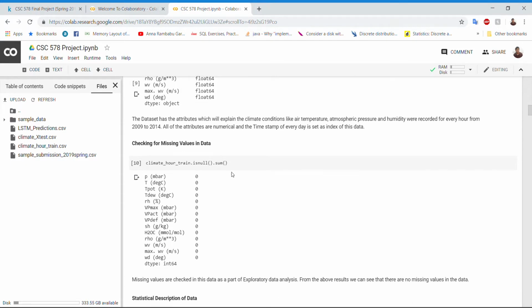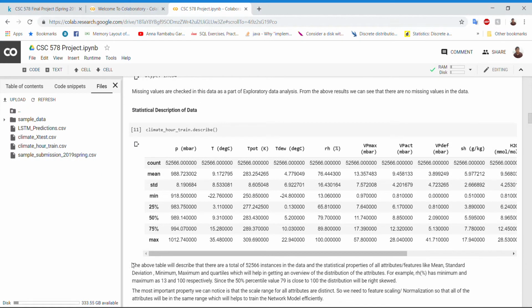And after that, we have checked for the missing values, and fortunately, we don't have any missing values. So the data set is in a very good shape to do any further analysis.